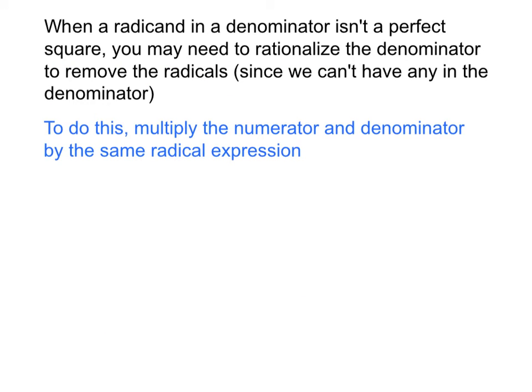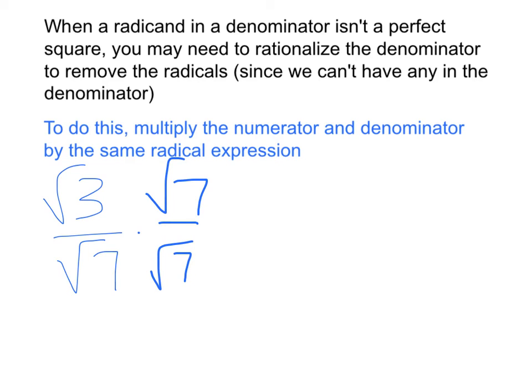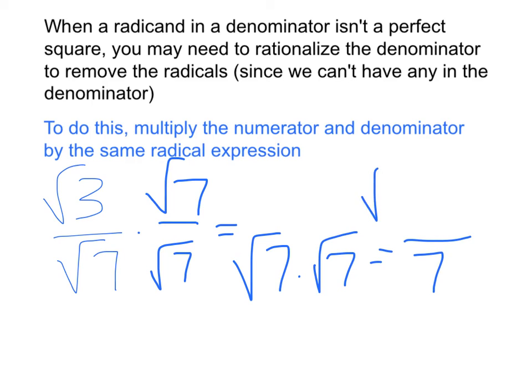Lastly, when a radicand in a denominator isn't a perfect square, you may need to rationalize it to remove the radicals, since we can't have any in the denominator. To do this, you simply multiply the numerator and denominator by the same radical expression. Let's look at the problem root 3 over root 7. So, all we do is we multiply the denominator by root 7 and the numerator by root 7. Now this gives us, root 7 times root 7 is simply 7, and root 3 times root 7 is none other than root 21 over 7.